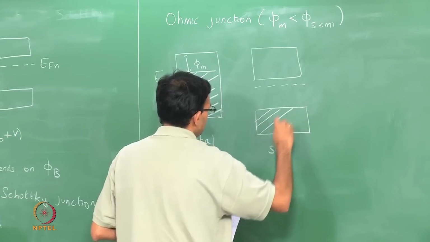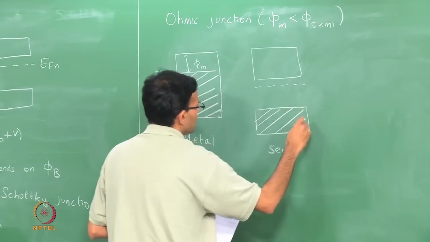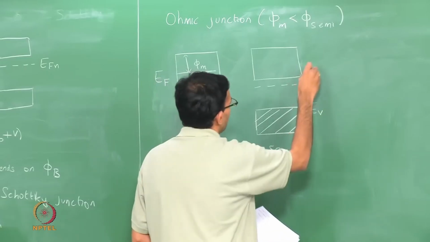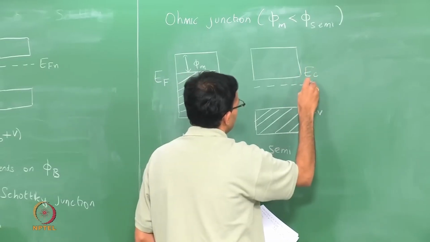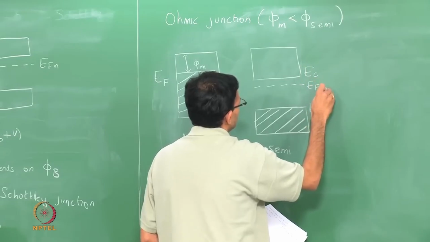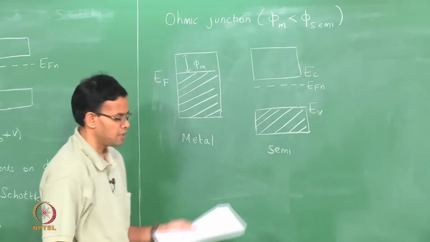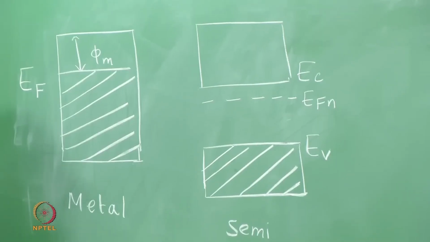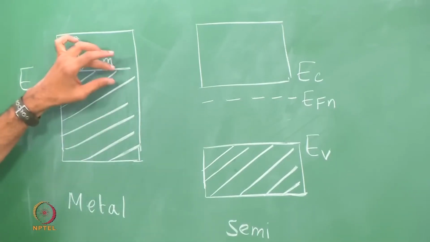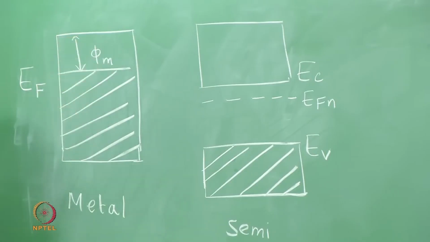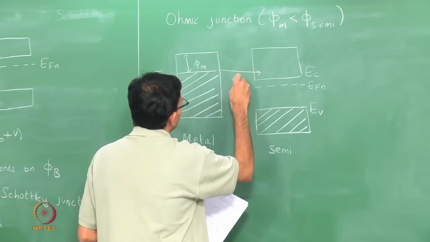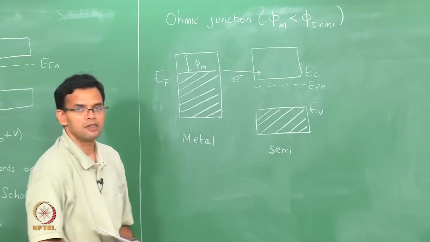so the valence band, EV is the top of the valence band, EC is the bottom of the conduction band, and it is n type. So EFN is close to the conduction band edge. So in this case, it is the reverse of the Schottky junction. So we have a large number of electrons in the metal side. These electrons can move to the semiconductor.